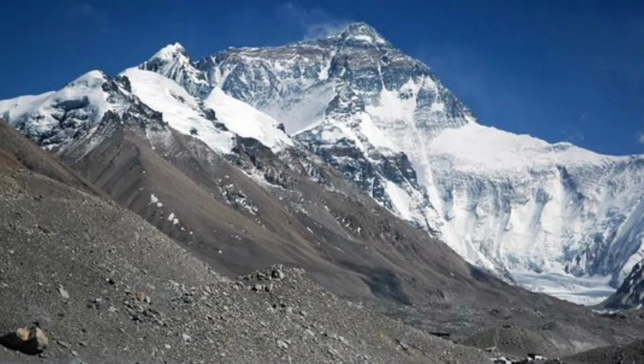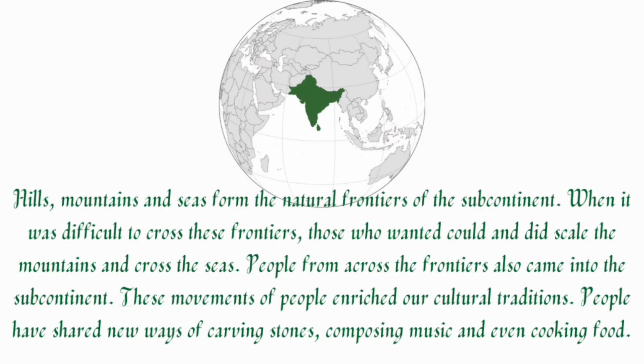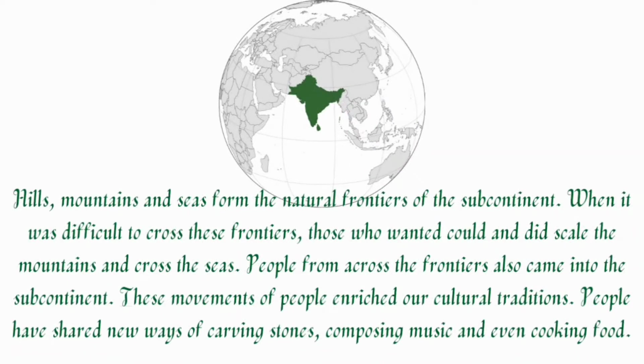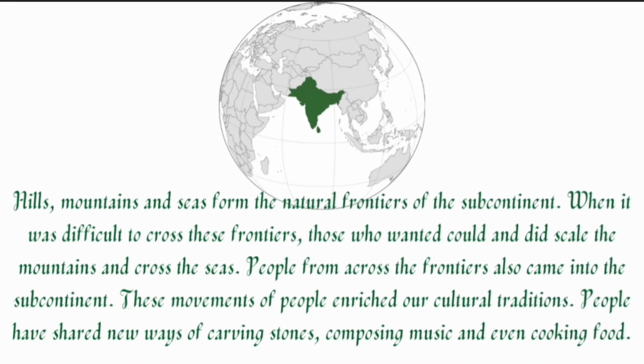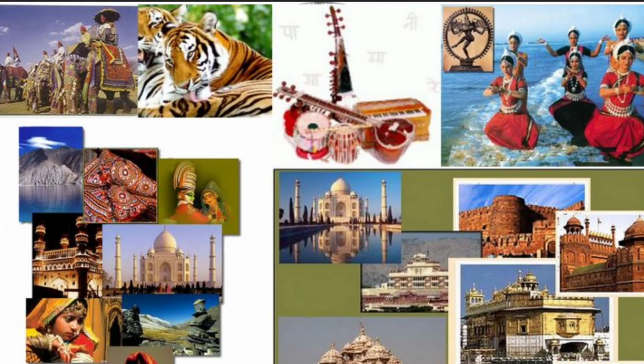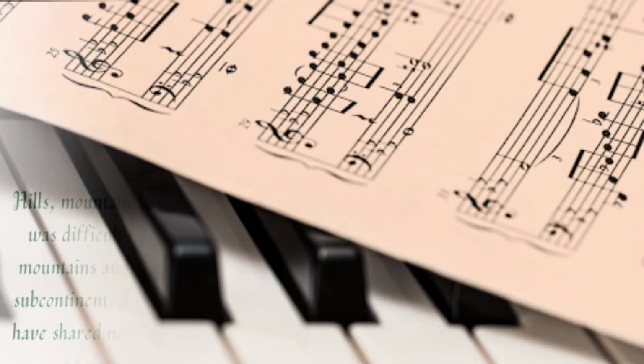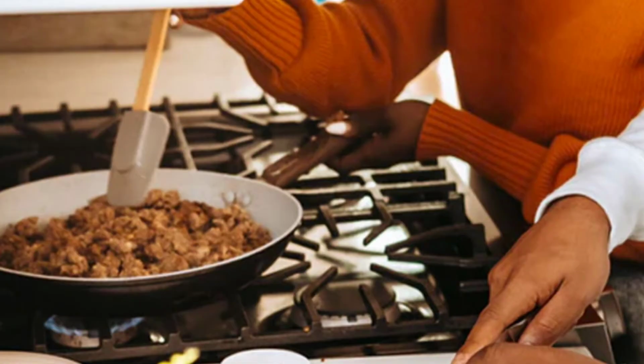Hills, mountains and seas form the natural frontiers of the subcontinent. When it was difficult to cross these frontiers, those who wandered could and did scale the mountains and cross the seas. People from across the frontiers also came into the subcontinent. These movements of people enriched our cultural traditions. That is, by the movement of these people, our culture has got many innovations. People have shared new ways of carving stones, composing music, and even cooking food.